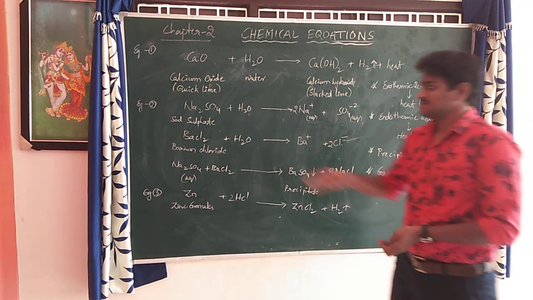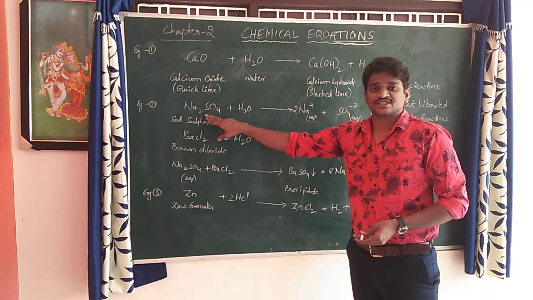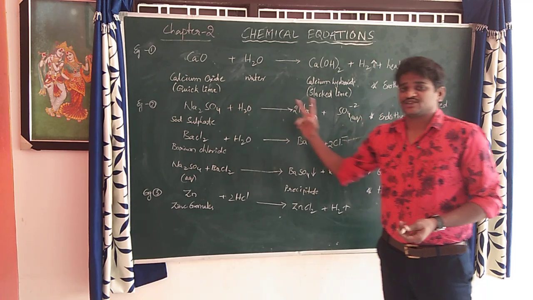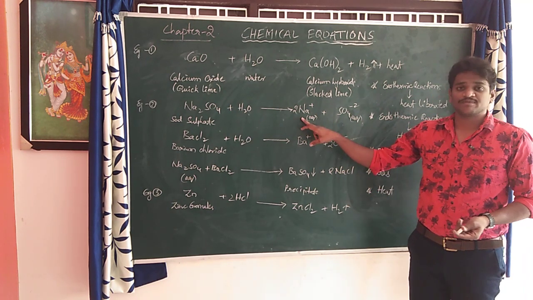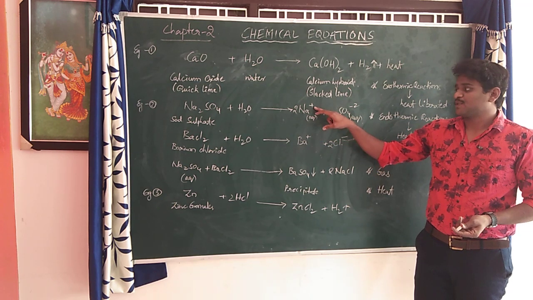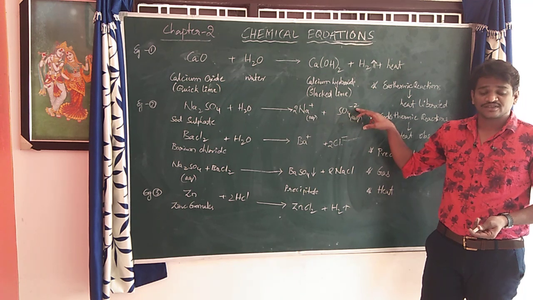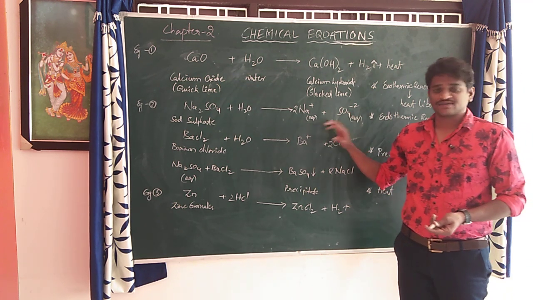Next, coming to the second example, sodium sulfate. This is sodium sulfate. When dissolved in water, it splits into two ionic forms. This is the sodium ion. Sodium has a positive charge, it is a cation, and sulfate, SO4 2 minus, is an anion. Both are in aqueous solution.